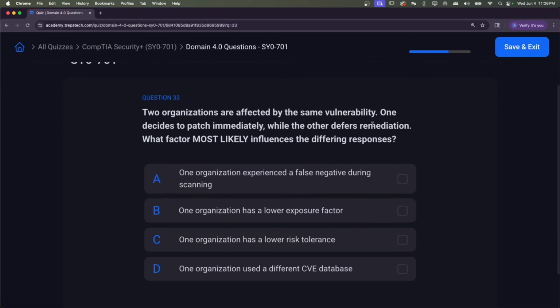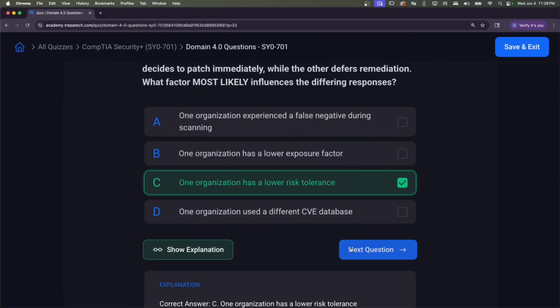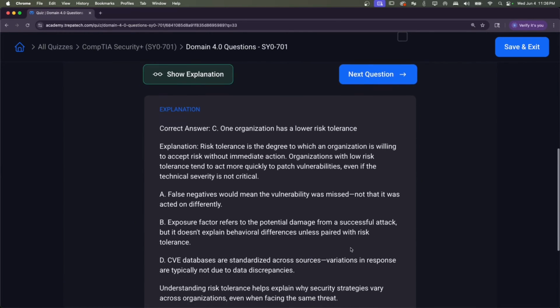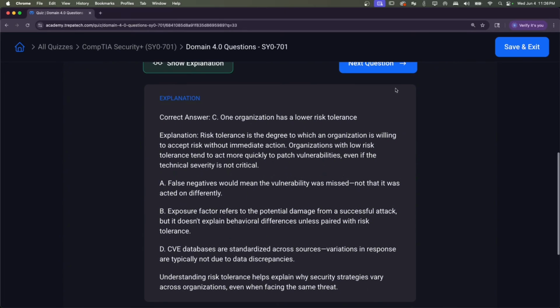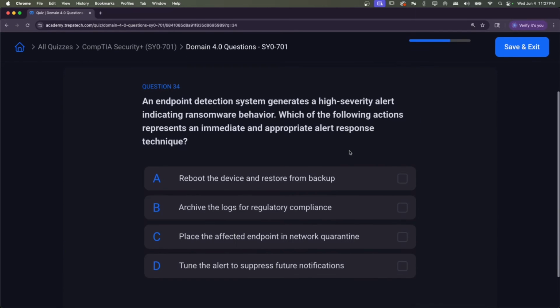Question 33. Two organizations are affected by the same vulnerability. One decides to patch immediately while the other defers remediation. What factor is most likely influencing the differing responses? So again, this is getting into like our organizational values, right? When it comes to vulnerabilities, how organizations can look at vulnerabilities a lot differently based on their risk appetite. So we're going to go with C here. One organization has a lower risk tolerance. That's it. One has lower, one has a higher, so they respond to things differently, even though they may have the same cybersecurity issue or problem.